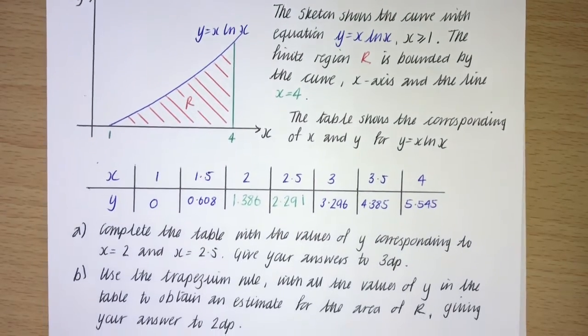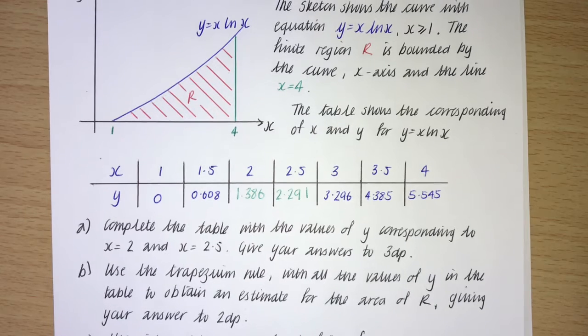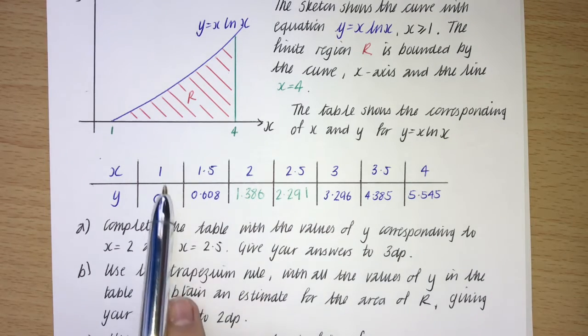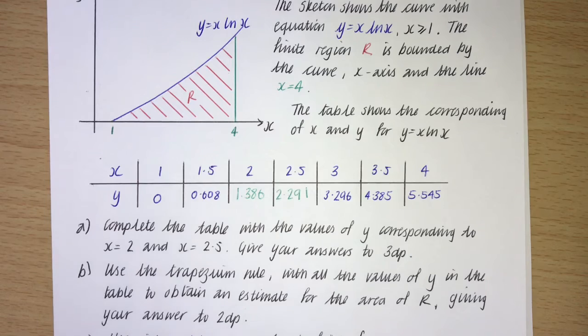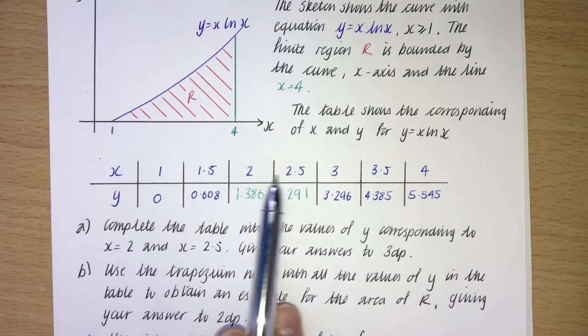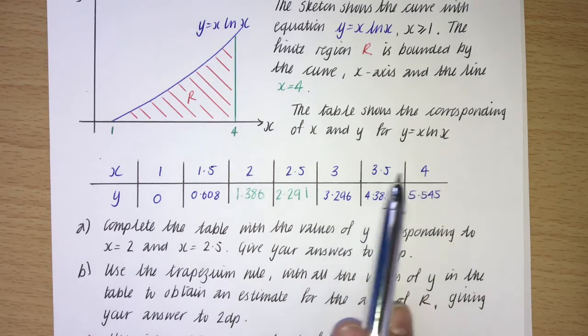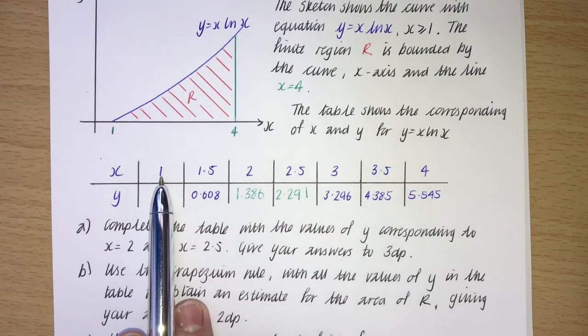Part b, here we go, the reason why we're here. Use the trapezium rule with all the values of y in the table to obtain an estimate for the area of R, giving your answer to 2 decimal places. So we are going to use the trapezium rule with this information. The first thing we need to talk about is how many trapezia are we going to use in the question. So 1, 1.5, 2, 2.5, 3, 3.5, 4: 1, 2, 3, 4, 5, 6, 7.